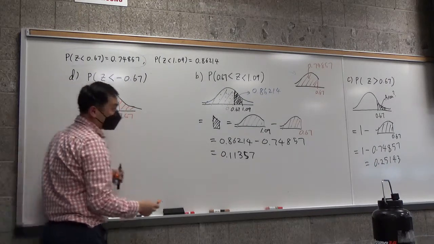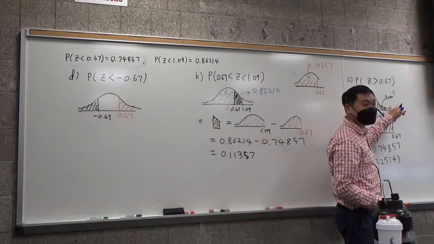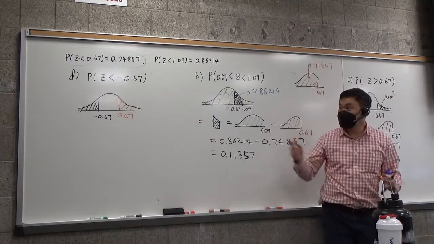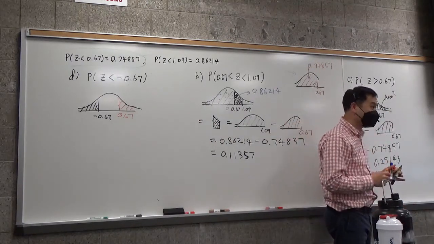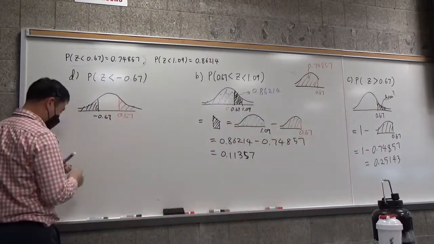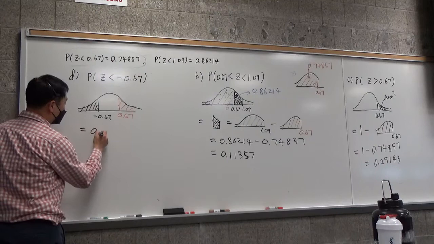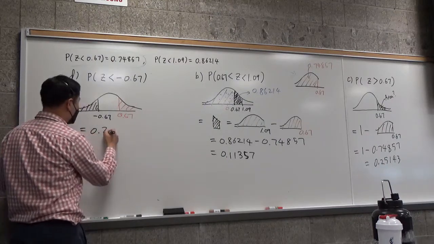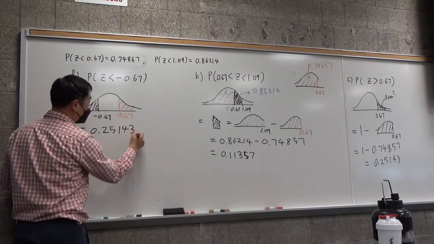But that area is what we got over here. So those two areas must be equal because of symmetry. So the answer is 0. So if it's less than 0.25143, that's all that's left.